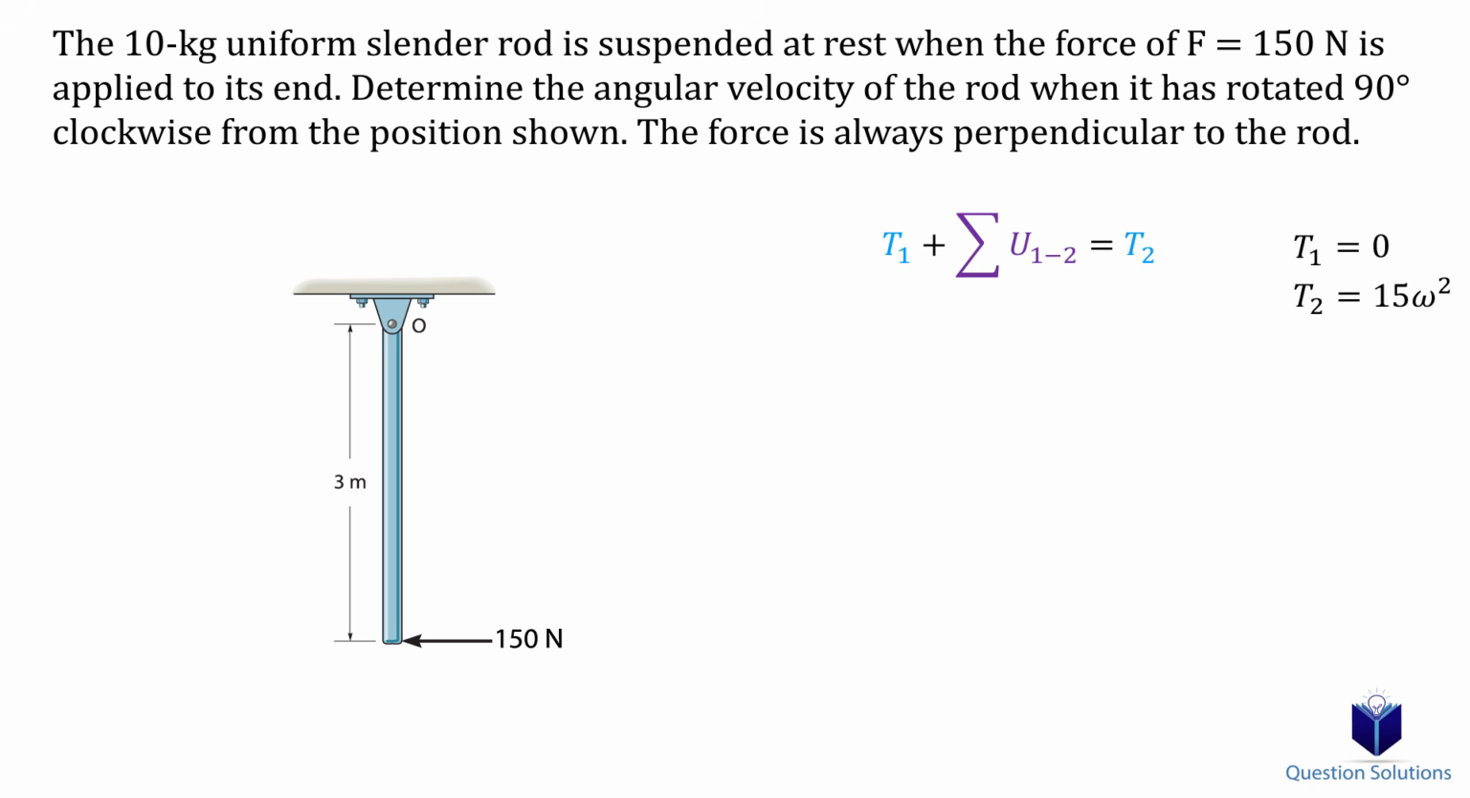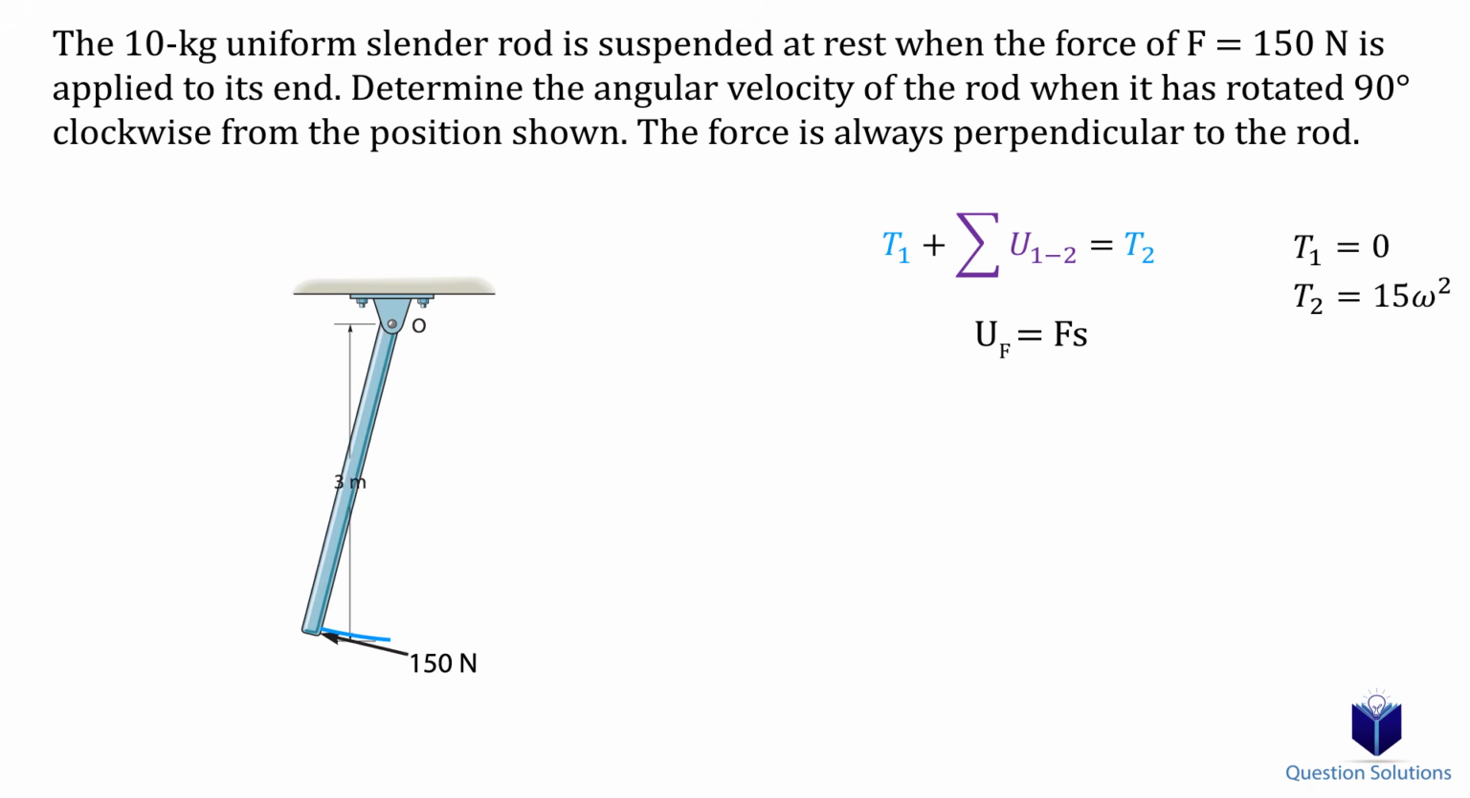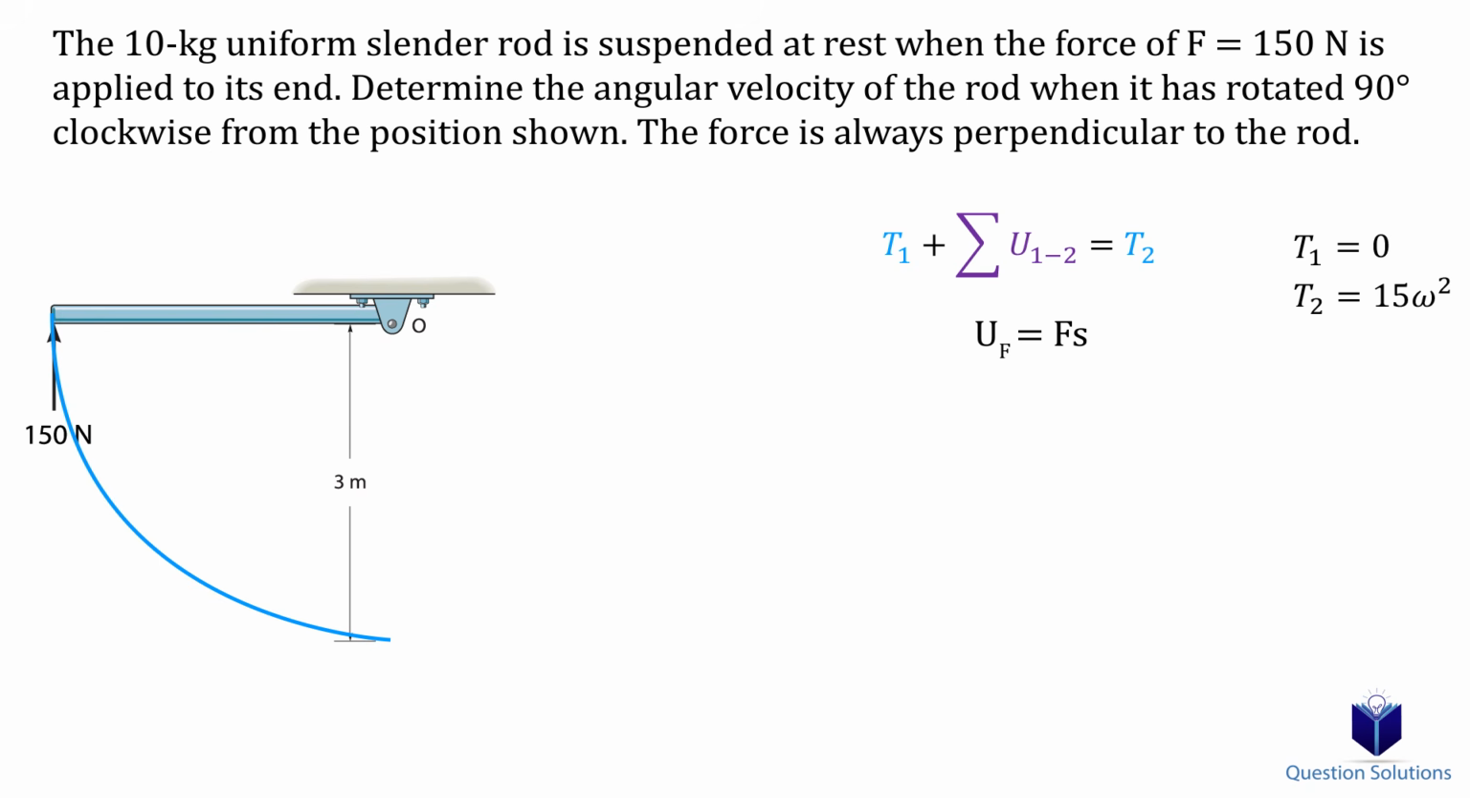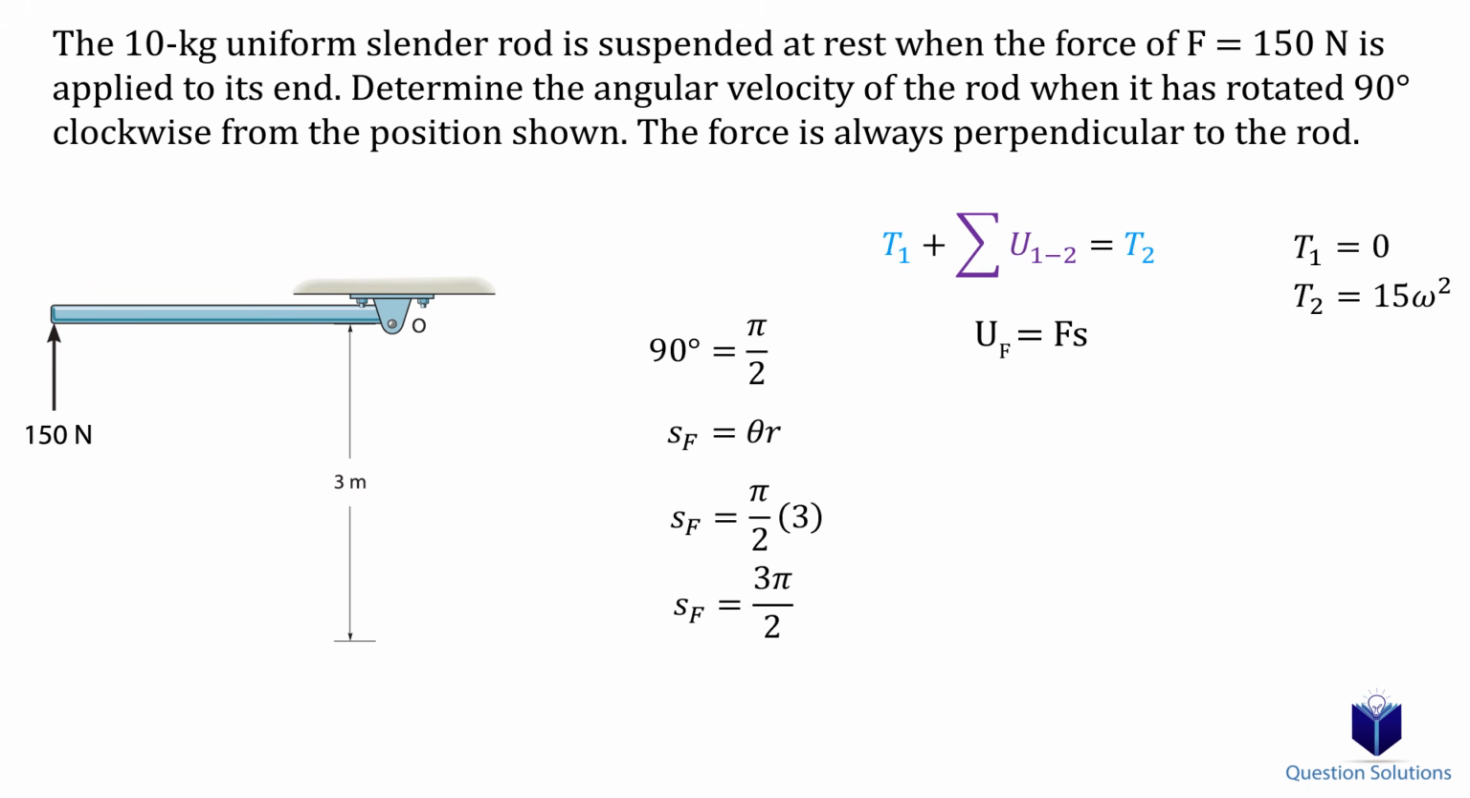So remember, work done by a constant force is force times distance. So what we need is the distance for which the 150 newtons acted on the rod. We know that the rod turns 90 degrees, and in radians that's pi over 2. And we can find the distance by multiplying that by the length of the rod. Or rather, think of it as the radius. Think of the end of the rod drawing a circle, so it's just the arc length we're trying to find. Now we can figure out the work done by the 150 Newton force.